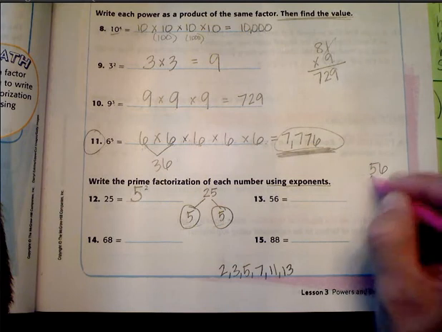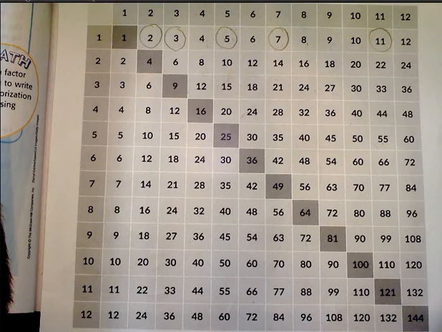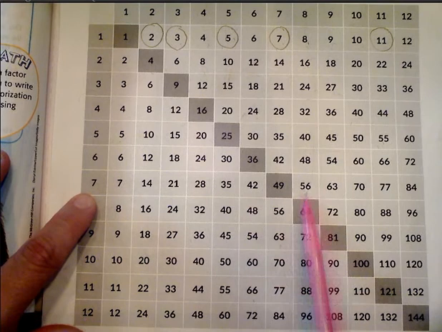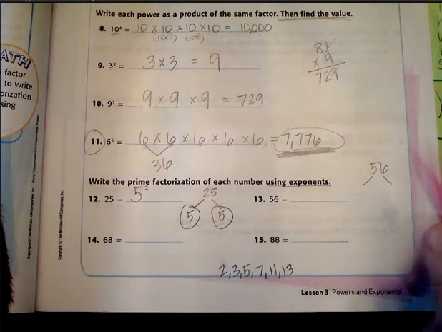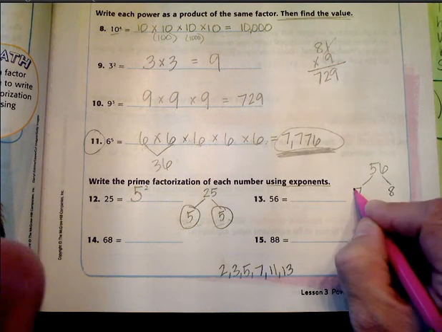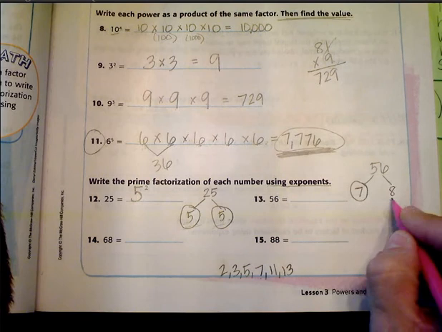56. Make my factor tree. I look on my chart here and I go 56, 56. Oh, here it is. 7 times 8. Okay, so let's do 7 times 8. Well, I remember 7 is part of my prime numbers, so I'm going to circle it. But 8 isn't, so I have to keep going.